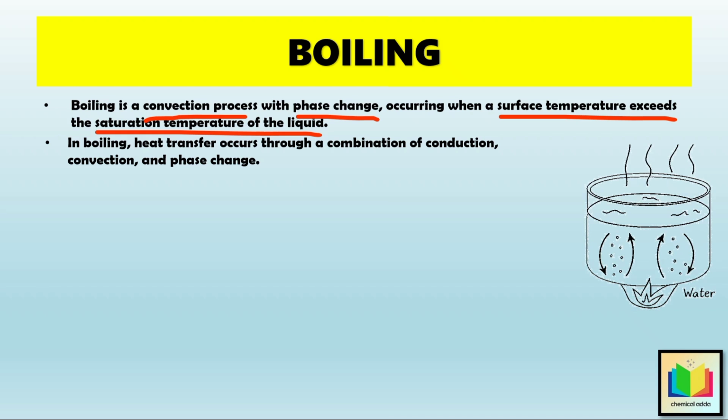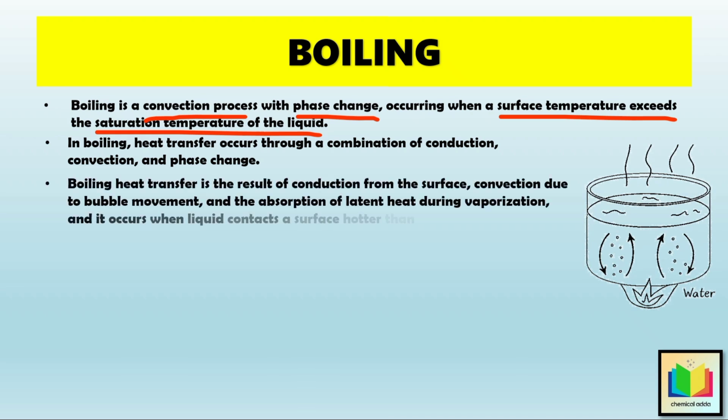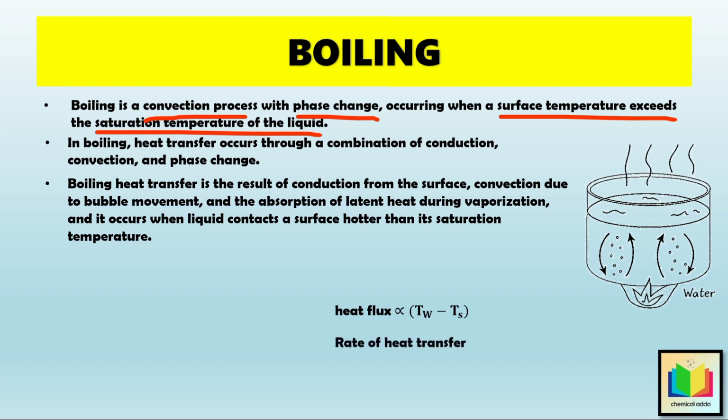And at the same time, the change of liquid into vapor requires latent heat, which is also supplied by the heated surface. Thus, in boiling, heat transfer is the result of conduction from the surface, convection due to bubble movement, and the absorption of latent heat during vaporization, and it occurs when liquid contacts a surface hotter than its saturation temperature. Hence we can say that, during boiling heat flux depends on the excess temperature, that is, Tw minus Ts, where Tw is surface temperature and Ts is liquid saturation temperature. Therefore, in boiling, rate of heat transfer can be calculated as Q = h (Tw - Ts).